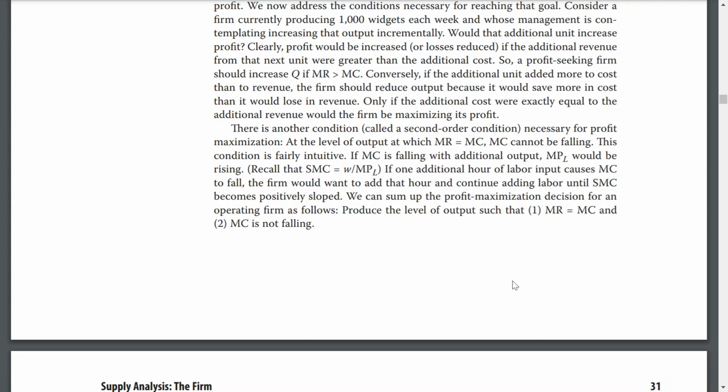We can sum up the profit maximization decision for an operating firm as follows. Produce the level of output such that 1, MR equals MC, and 2, MC is not falling.